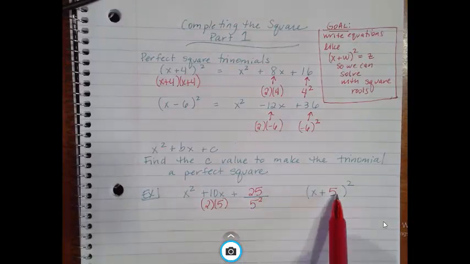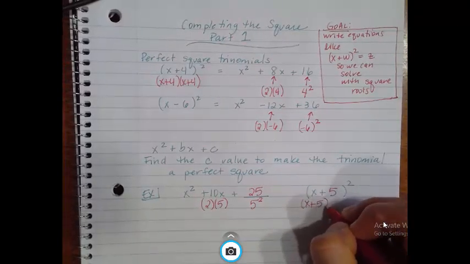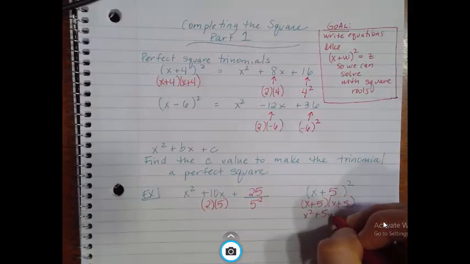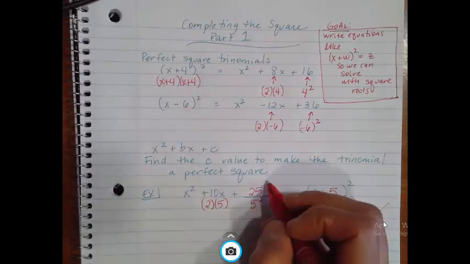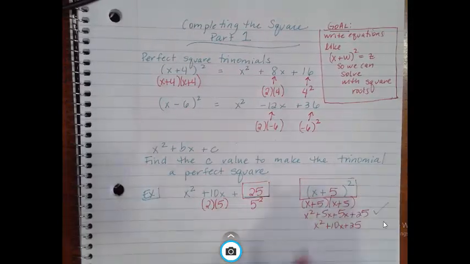To check it, we can multiply out x plus 5 squared, x plus 5 times x plus 5, and we really do get x squared plus 10x plus 25. Great, so that works. The missing number was the 25, and this is how we write it as a perfect square trinomial. Okay, let's do another one.